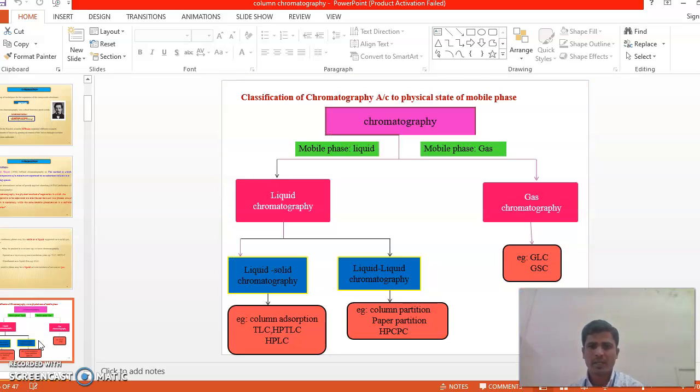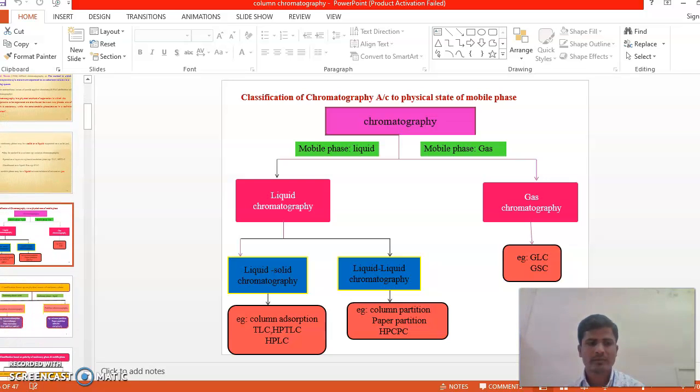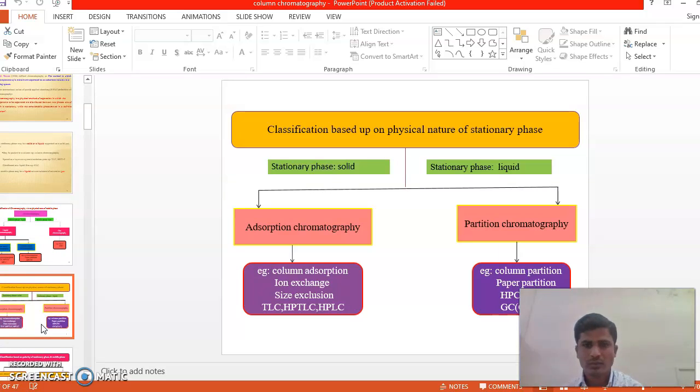So chromatography can be classified into two types. Whenever the mobile phase is liquid, it is liquid chromatography. Whenever the mobile phase is gas, it is gas chromatography. Liquid chromatography has two types: liquid-solid chromatography and liquid-liquid chromatography. On the basis of the physical nature of the stationary phase, if it is solid, it is an adsorption type of chromatography, and examples are column adsorption, ion exchange adsorption, TLC and HPTLC. In case of partition chromatography, examples are column, paper and GC.